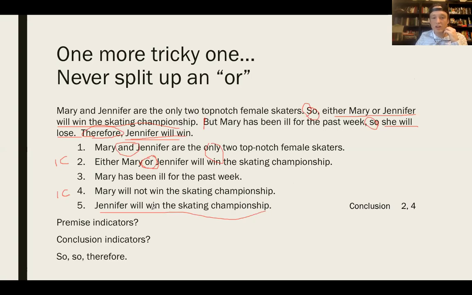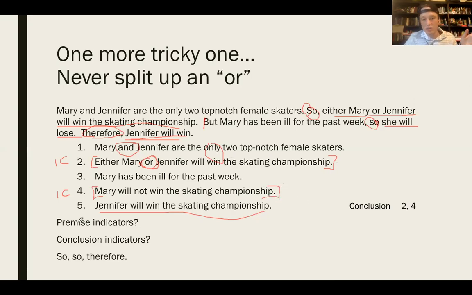So we know Jennifer is going to win is the conclusion, right? We know that these two and 4 are intermediate conclusions. And look at this. If you take them together, either Jennifer or Mary will win the skating championship, right? And we know that Mary will not. Hey, guess what? What does that tell you? Well, definitely Jennifer will, right?